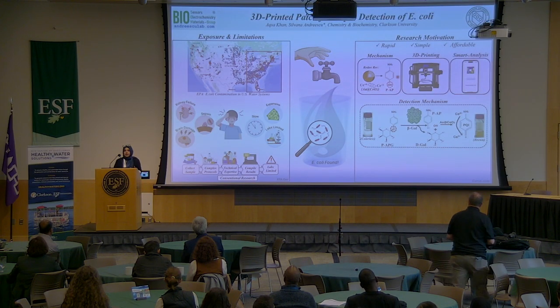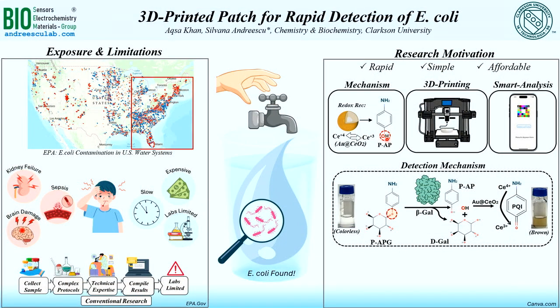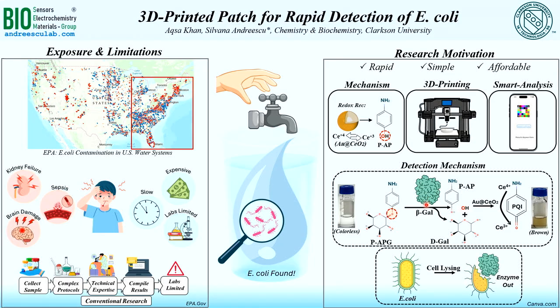So we started with the simple chemistry that when para-aminophenol reacts with the nanoparticles, it gets oxidized due to the reversible redox reaction and changes color. So we chose a substrate that has a para-aminophenol and the glucose with the beta-galactoside bond right here. This substrate hydrolyzes in the presence of the beta-gal enzyme that is present inside the E. coli cell during the cell lysing.